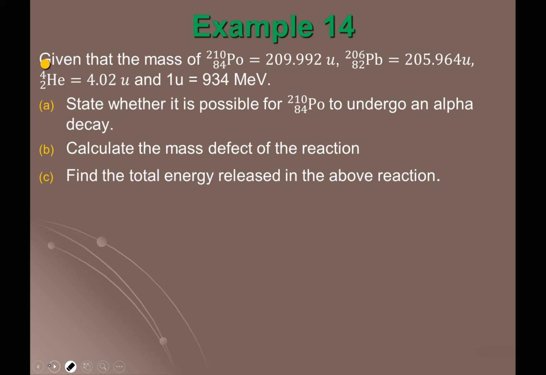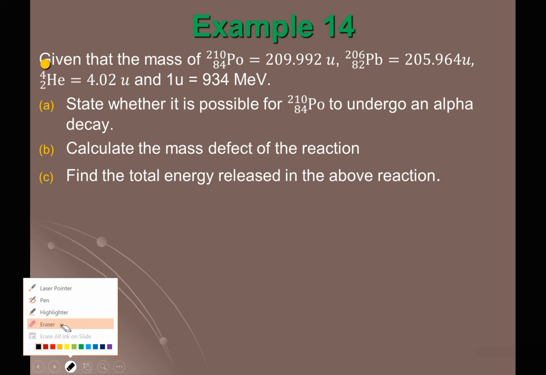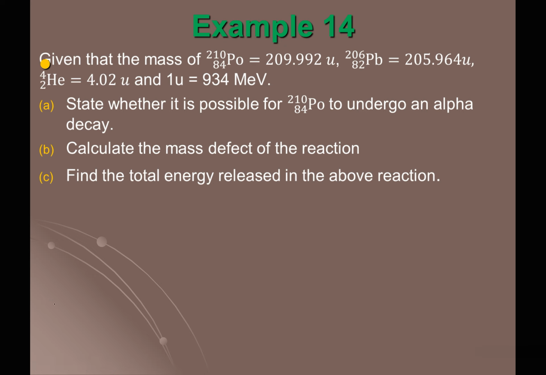Example 14. Given that the mass of PO is that, lead is that, helium is that, and 1U is 934 mega electron volts. State whether it is possible for PO to undergo an alpha decay. Calculate the mass defect of the reaction and find the total energy released. I think this is the same as the previous question.